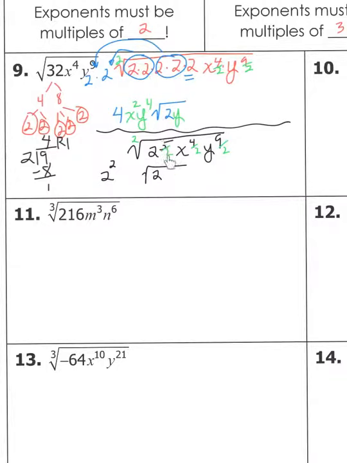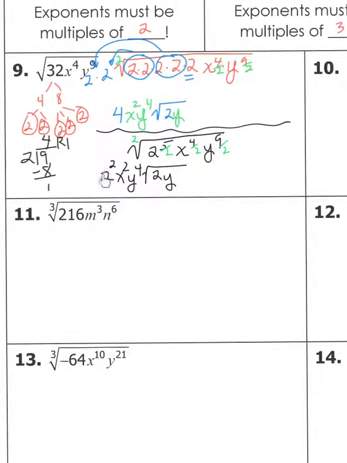So again, 5 divided by 2, 2 goes in there 2 whole times. 2 times 2 is 4. That leaves 1 left over out of 5 that goes underneath. Then 4 divided by 2 goes in there evenly twice. So I'm going to have an x squared out in front. Nothing remaining underneath for the x's. 9 divided by 2 goes in there 4 whole times. So I get y to the 4th. Then 4 times 2 is 8, leaving 1 y left over out of 9 that has to remain underneath.